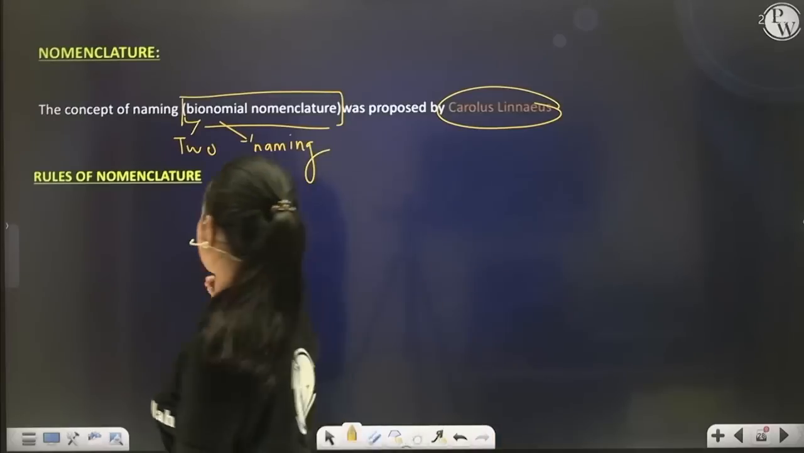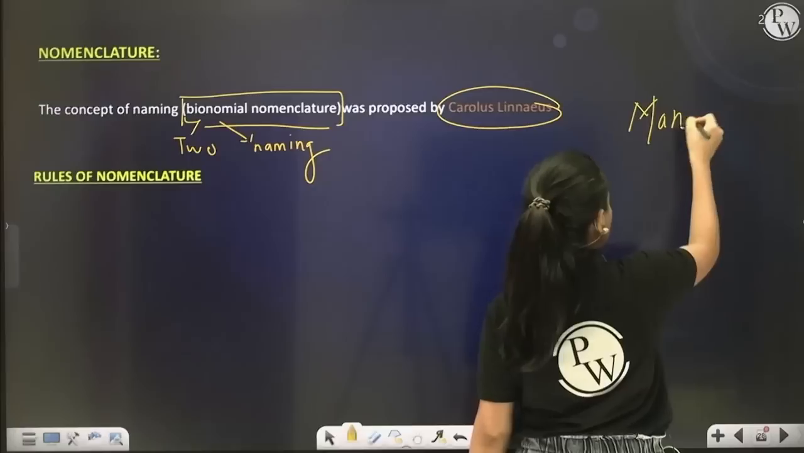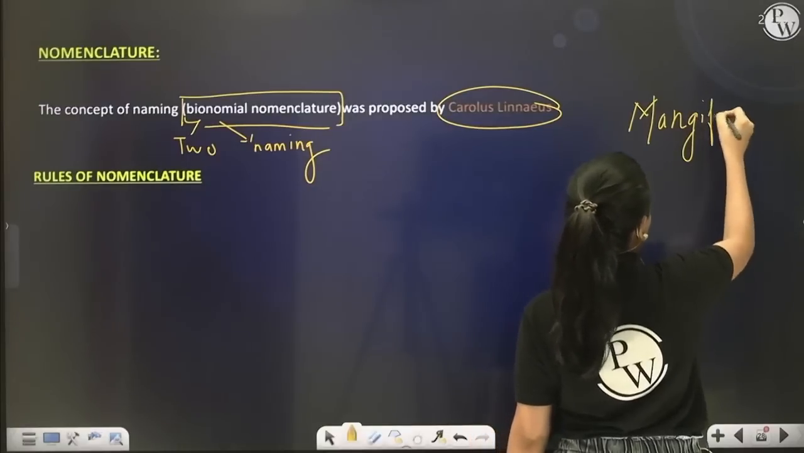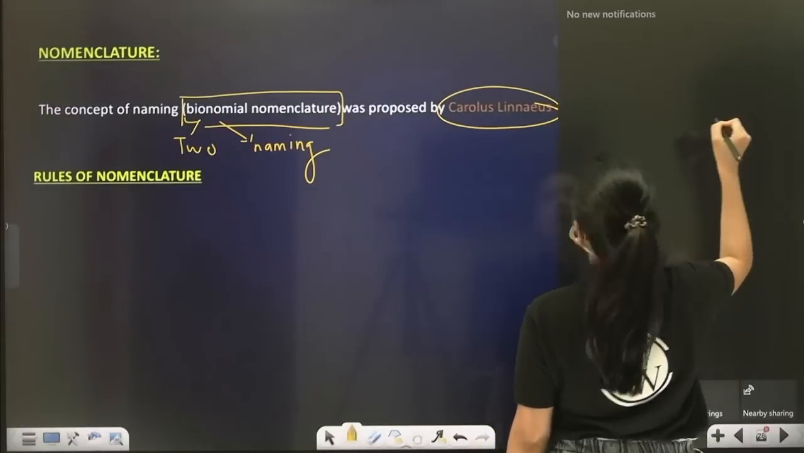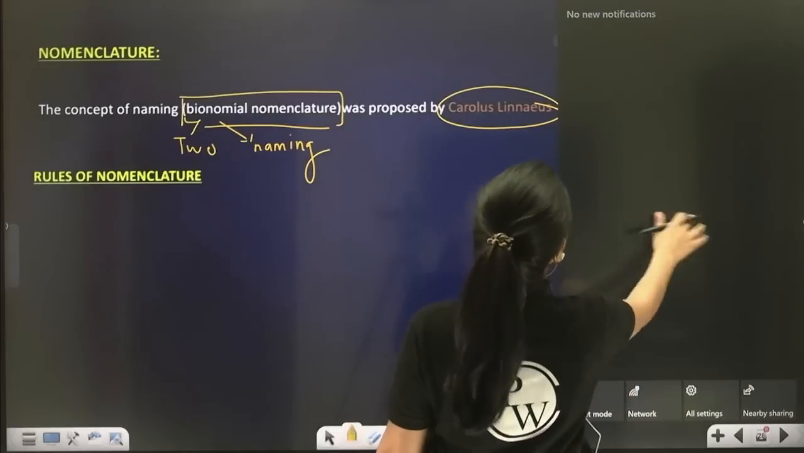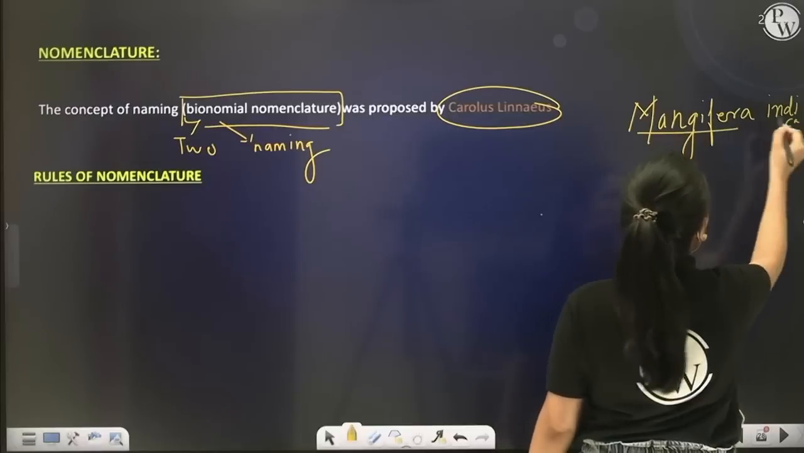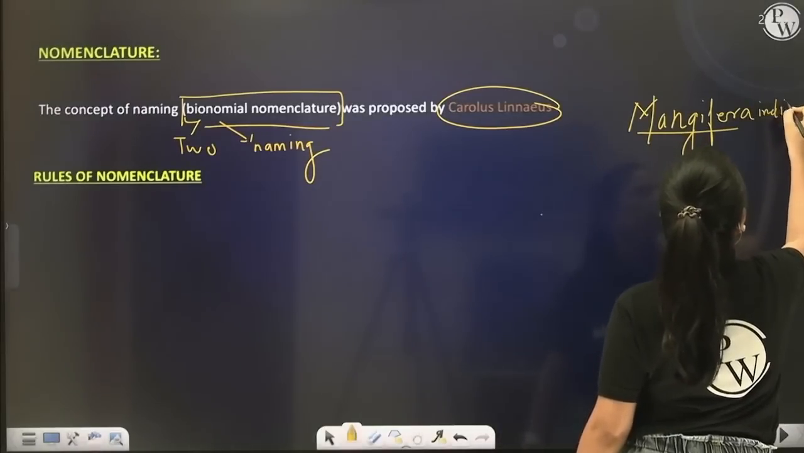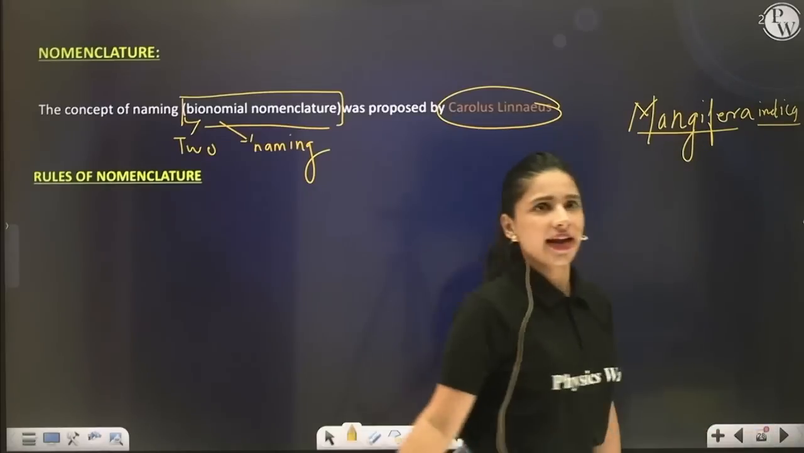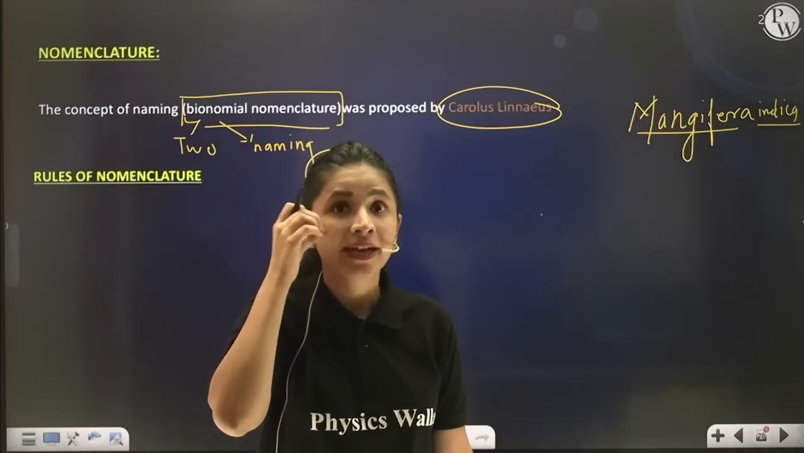For example, if I write one scientific name, which is very common and everybody must be aware of this name. Let me write it. Sorry, there was no more space. So this Mangifera indica, which is the scientific name of mango.